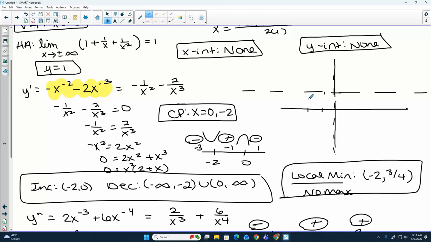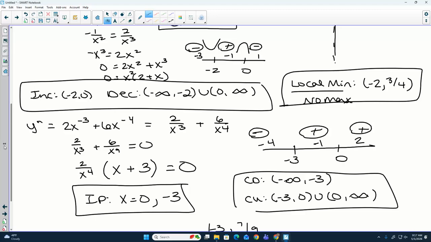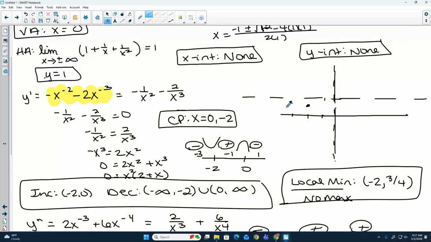So here's my region, and negative 3, 7/9, above that. So now we have to draw a graph. We know that our graph is decreasing until I get to this dot. It is concave down until I get to my x. So falling, but curving downward.